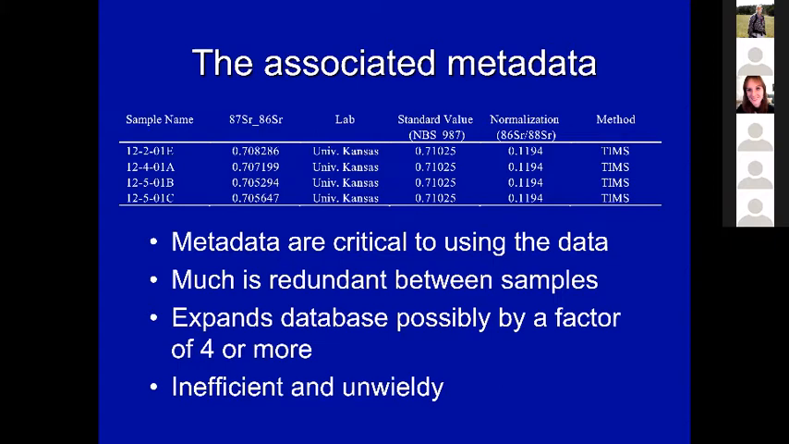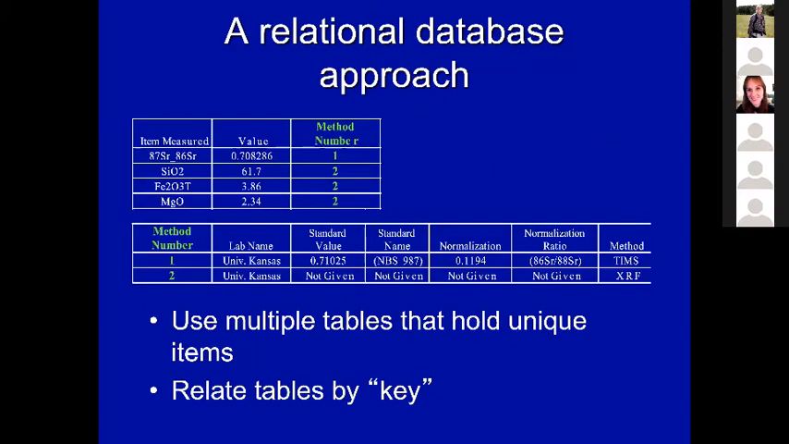One of the things that happens here, and the reason you don't see big tables of metadata in papers, is much of it's really, really redundant between samples. If you started putting all of this in your database, it'd really expand, and it'd be unwieldy to associate necessarily all these things with single samples. So one of the ways that we've gotten around that is a relational database approach.